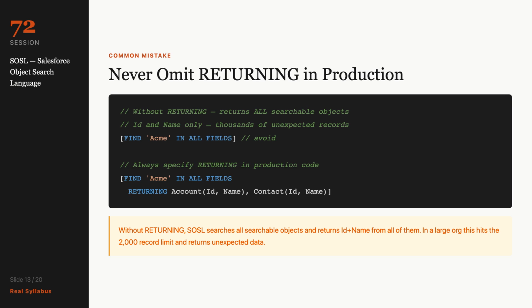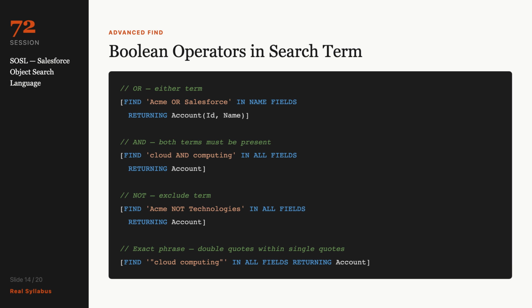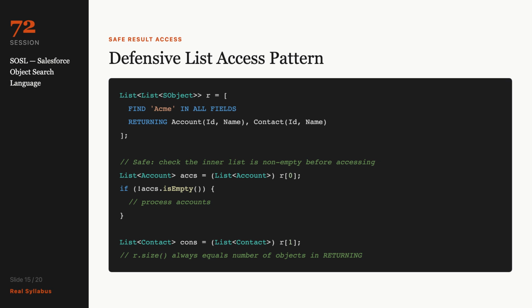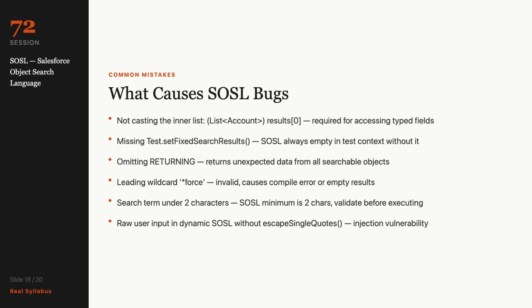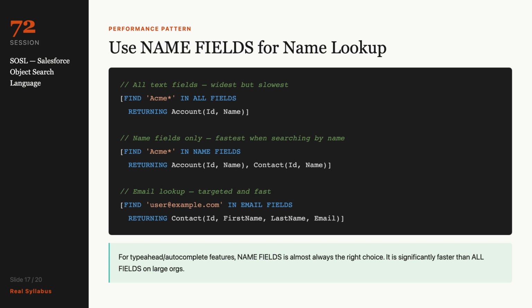The basic SOSL syntax has three parts. FIND with the search term in single quotes. IN with the search group. This determines which fields are scanned. And RETURNING with a comma-separated list of objects and their field selections. The simplest form: FIND 'Acme' IN ALL FIELDS RETURNING Account(Id, Name), Contact(Id, FirstName, LastName).